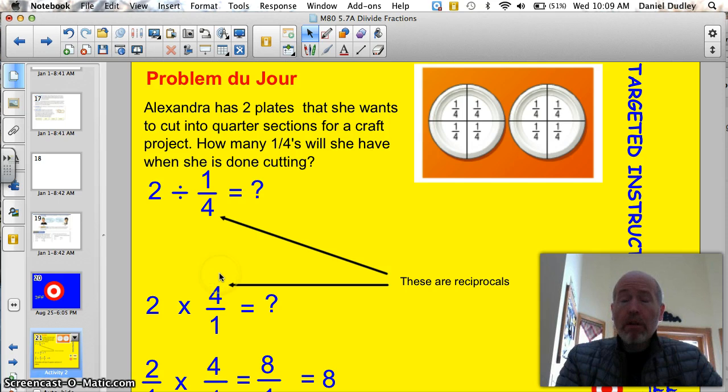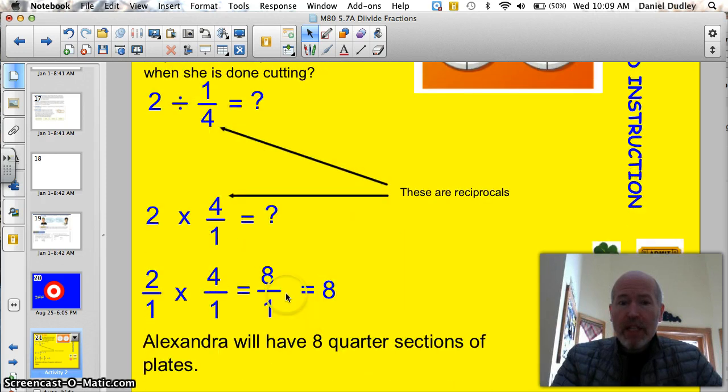All right, well, here's the way you divide fractions. You multiply by the reciprocal. You just flip it. So instead of 2 divided by 1/4, it's 2 times 4/1. Remember, these two are reciprocals. We learned that last lesson.